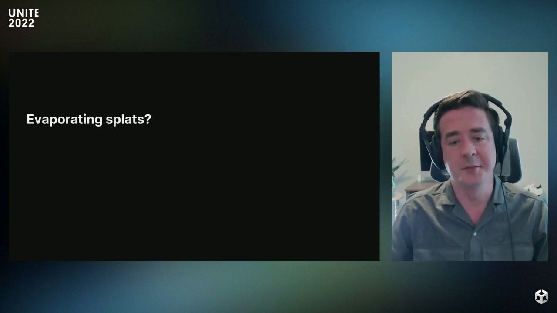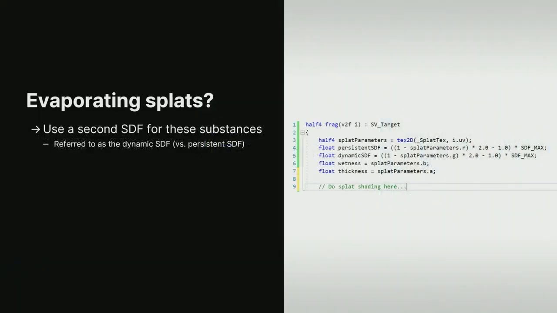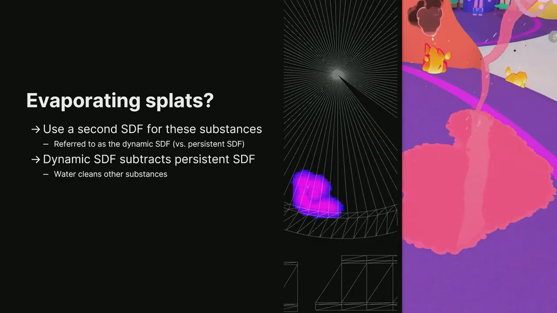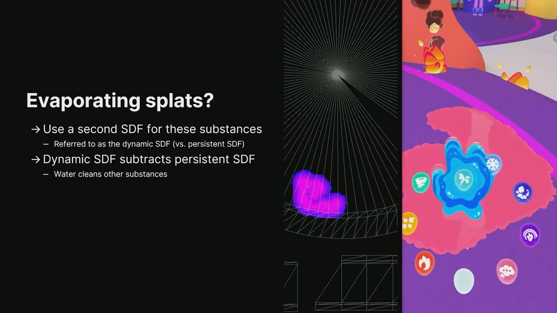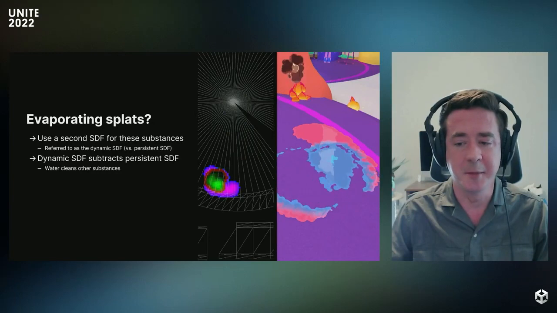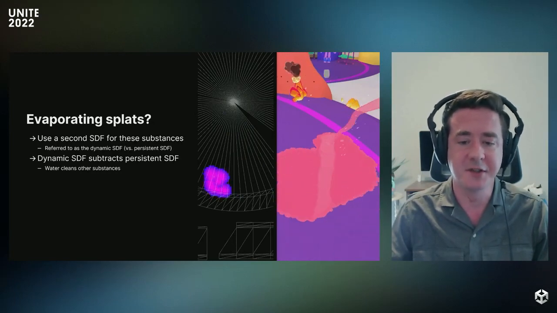So what about evaporating splats? For those who use another SDF, we refer to this as dynamic SDF versus the persistent SDF. And we store that also in the texture along with the persistent SDF and the substance parameters. And so when we update these textures, the dynamic SDF subtracts from the persistent SDF. So anything that's marked as dynamic will be able to subtract away the persistent substances.